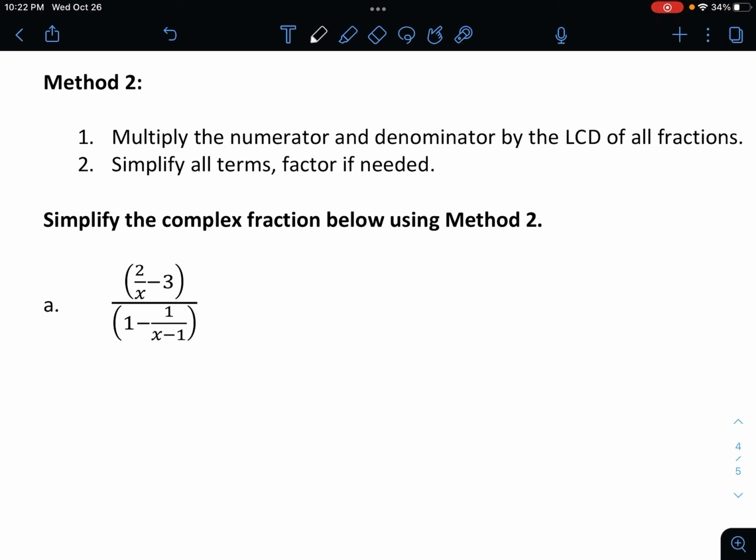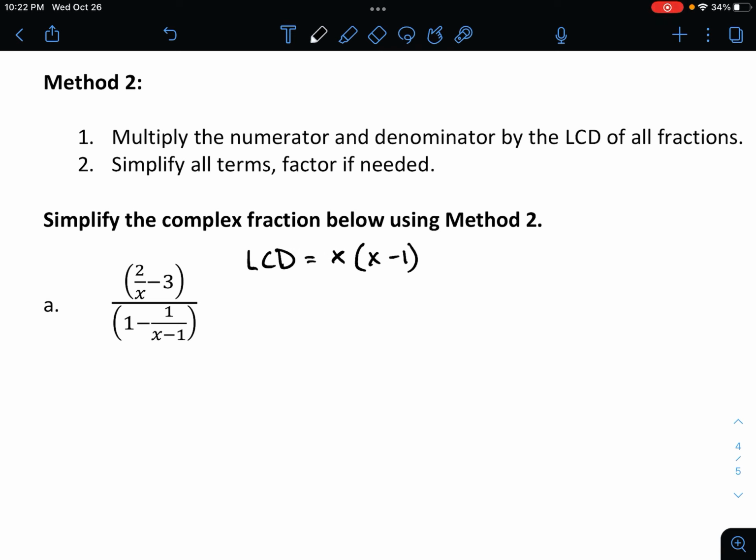So when I look at the numerator, I see x. When I look at the denominator, I see that the denominator is x minus 1. So that means in this problem, the LCD is x times x minus 1. Okay, I have to include the x, and I have to include the x minus 1 in the LCD.